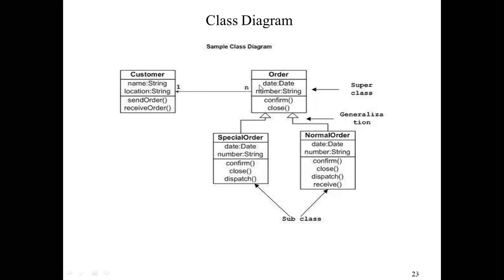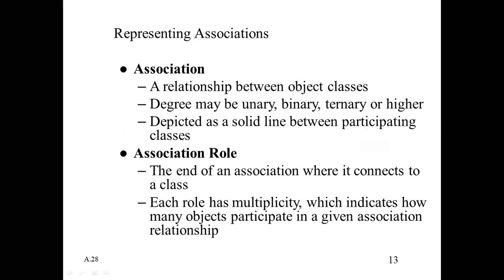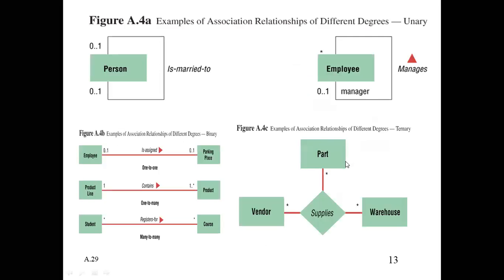Here an order can be assigned to a particular customer, and a particular customer can place n orders. So this is the association: a single customer, n orders. This is the association between the two classes, and it is represented in the form of an association role. Each role has a multiplicity, which indicates how many objects participate in a given association relationship.